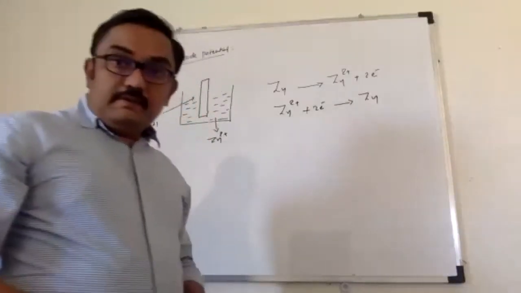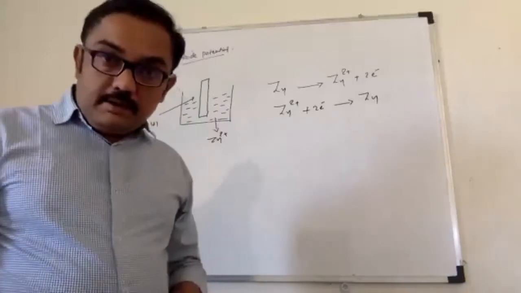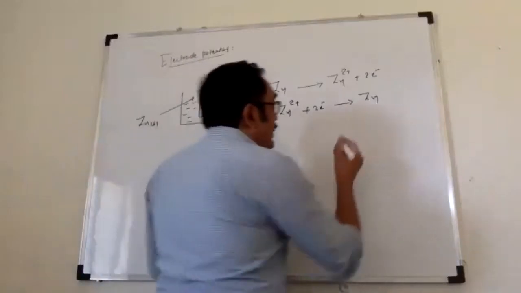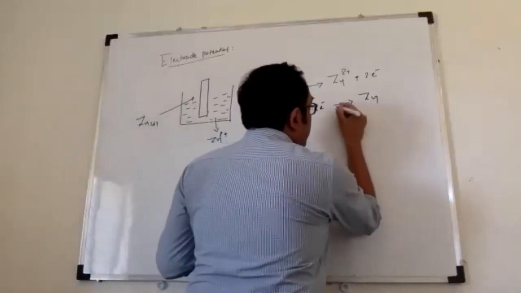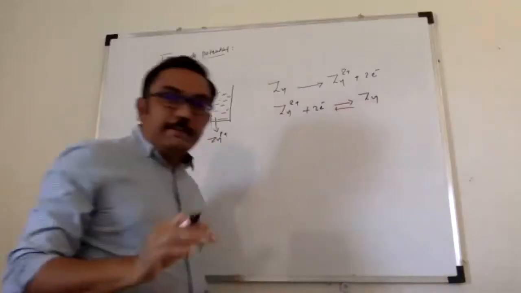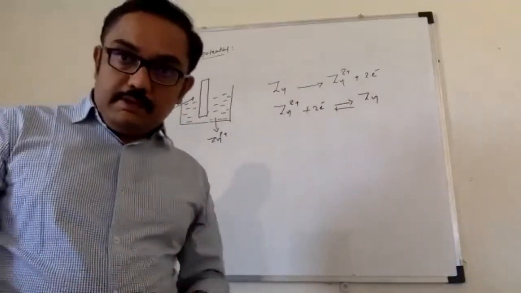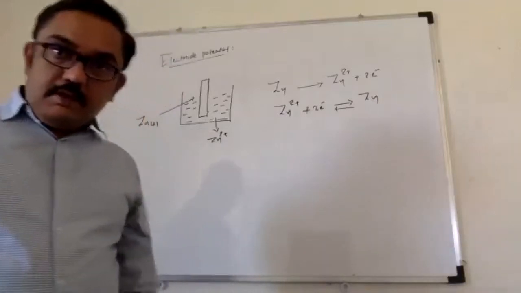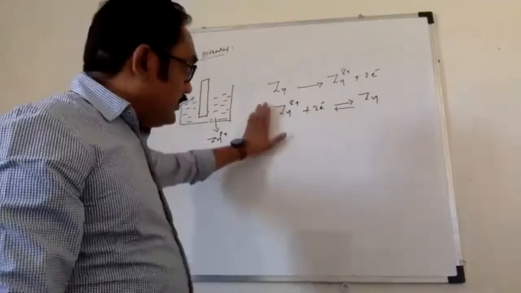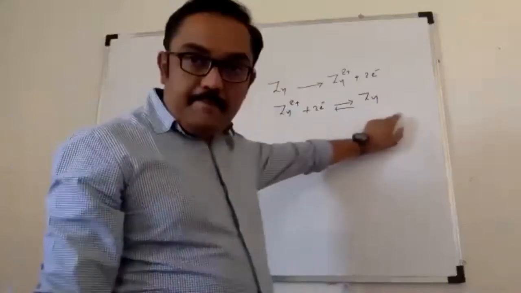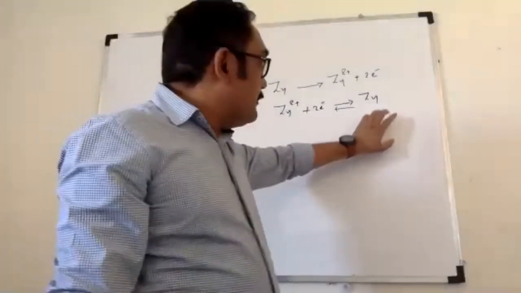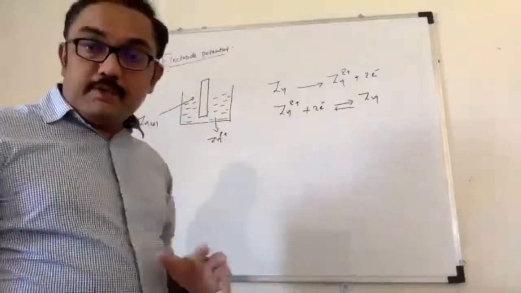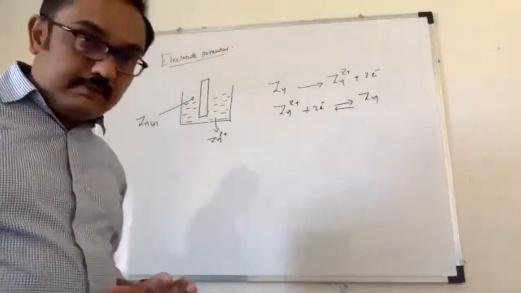One can be called a forward process and one a backward process. And there will be an equilibrium established between these two processes: conversion of metal ion into the metal and the metal converting back into the metal ion.